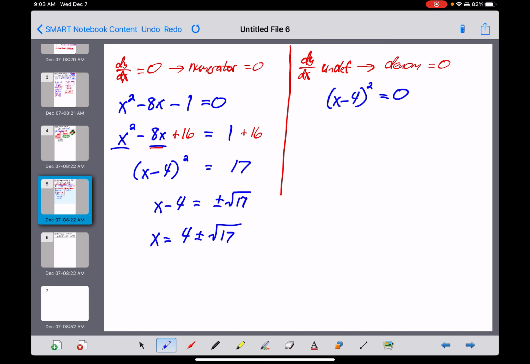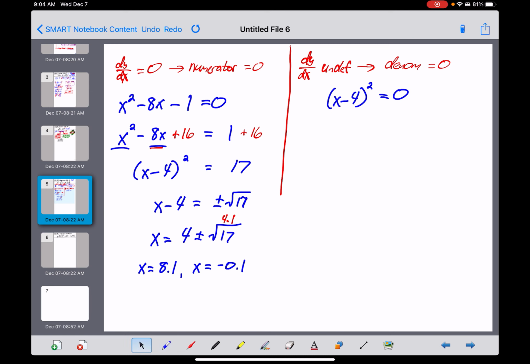Now, what we have right there, guys, let's think about this. I don't know exactly what the square root of 17 is, but it's just a little bit more than 4, so I'm going to guess 4.1. What that tells me is that my x values here are probably 4 plus 4.1, which would be approximately 8.1, and then 4 minus 4.1 would be negative 0.1.